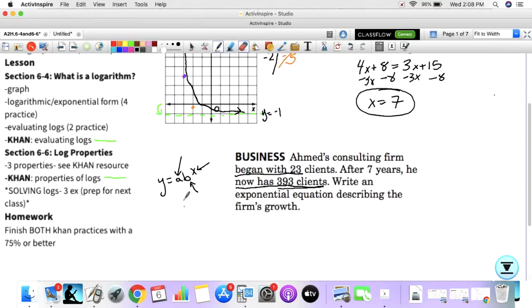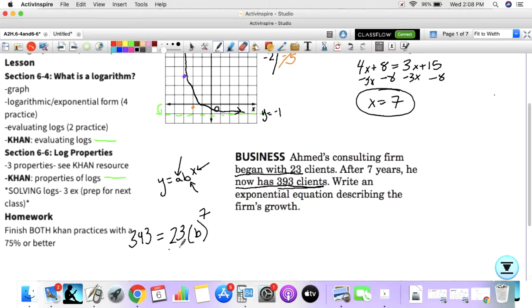We know that it began with 23, which is going to be our A value. We don't know what it's grown by. It doesn't tell us. We know how much we ended with, though. We ended, and Y is always our dependent, right? It's what we end with. That's our resultant, 393. Again, we don't know what it grew by, but we do know our time period was 7 years.